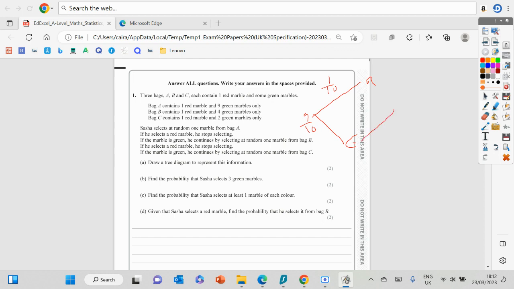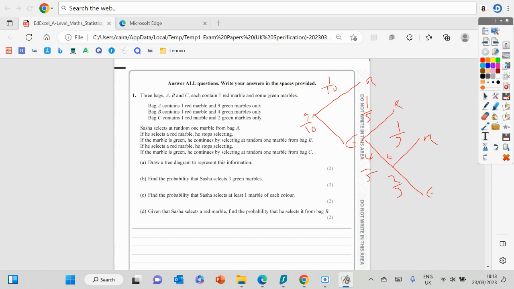Bag B, we're taking the green ones this time, and this time we've got 1 out of 4, so it'll be all out of 5, 1 out of 5, and 4 out of 5. And then down here we've got out of 3, haven't we? There, a third and 2/3. Red, green, red, green.